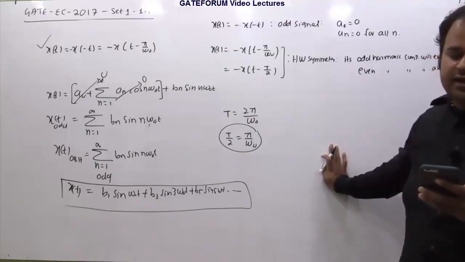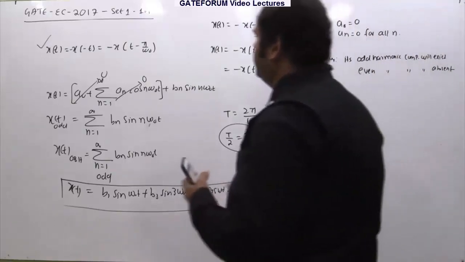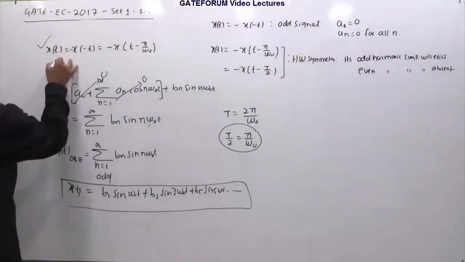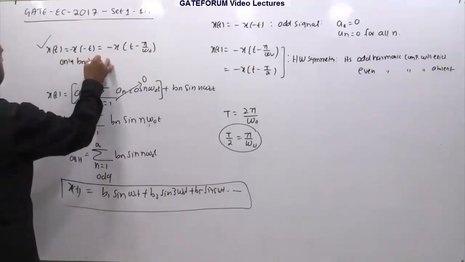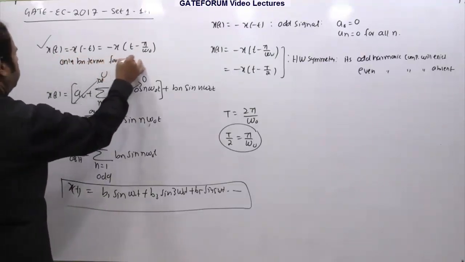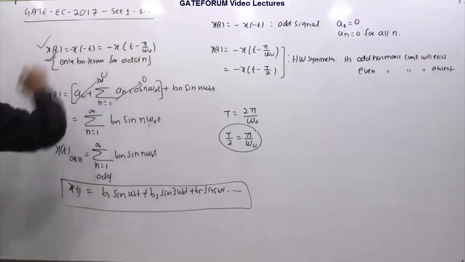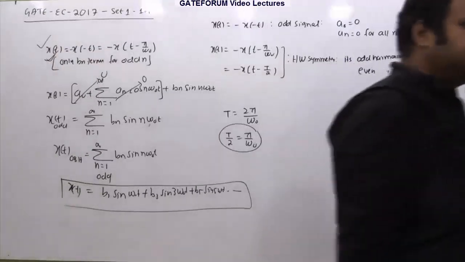An are 0 for all n and bn are 0 for even n. So bn exists. From this what I can say is that the Fourier series will contain only bn terms for odd n. This is the final conclusion, and this information is given in option A, and A is the right answer for this question.